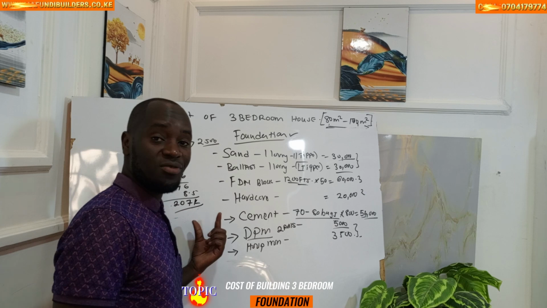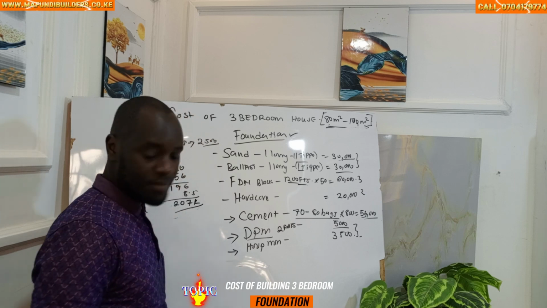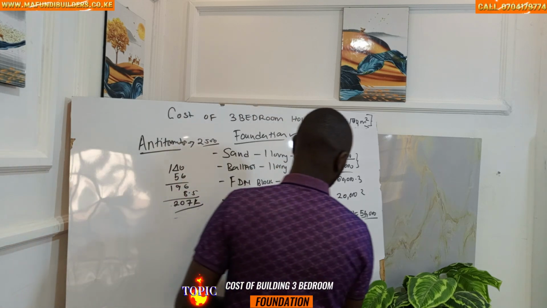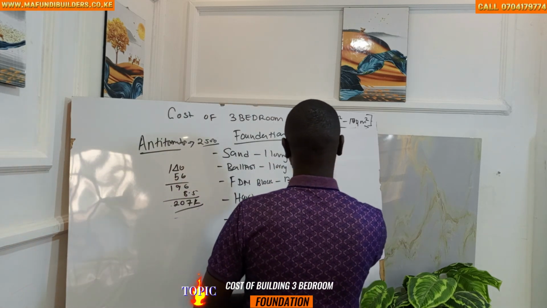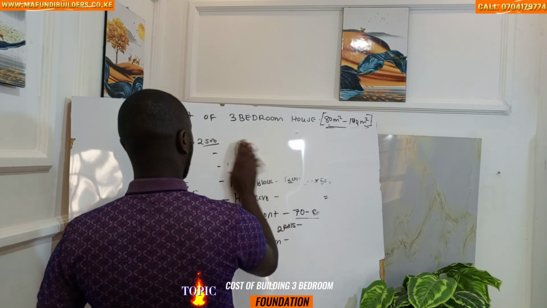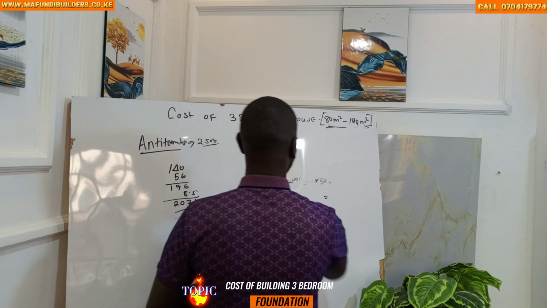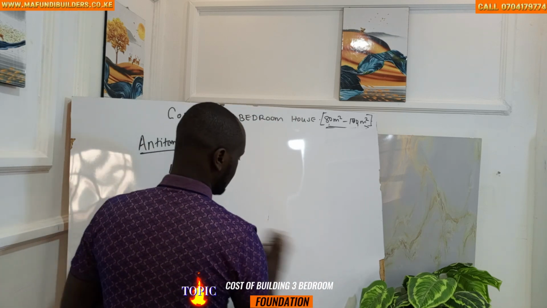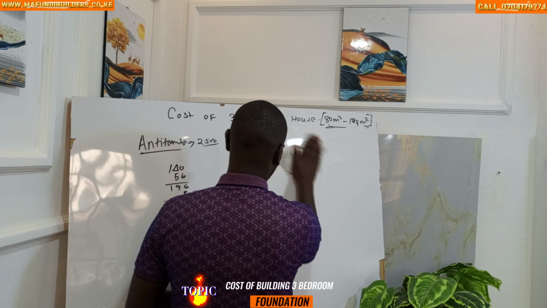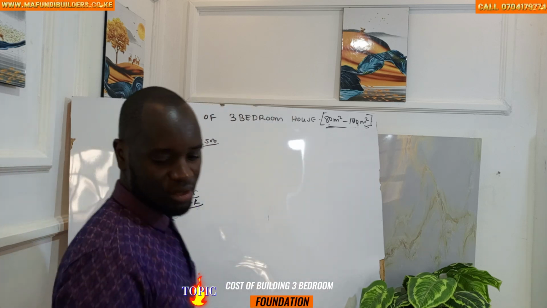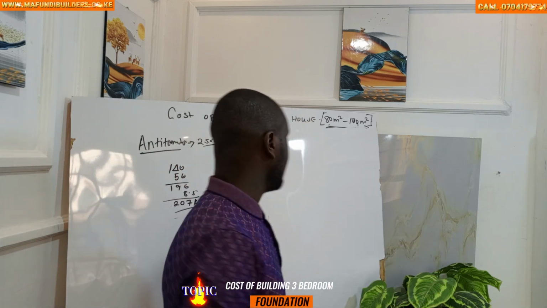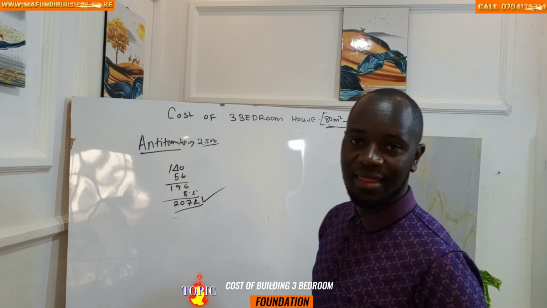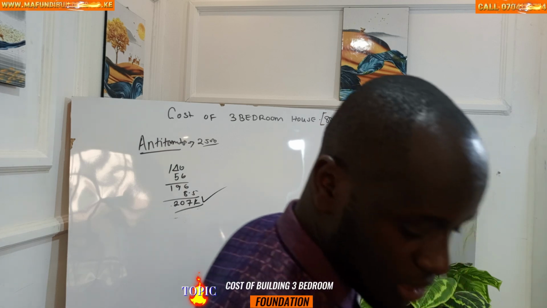Those are the materials for the foundation. The only thing we have not added is the steel bar. In this case, I'm assuming that you're going to do, let me show you now. So that is 207,000. Those are the basic materials for any 3-bedroom. I'm not talking about any special kind of foundation. If you're going for 4 courses, you are more likely to use around 207,000 for the foundation of a 3-bedroom house.